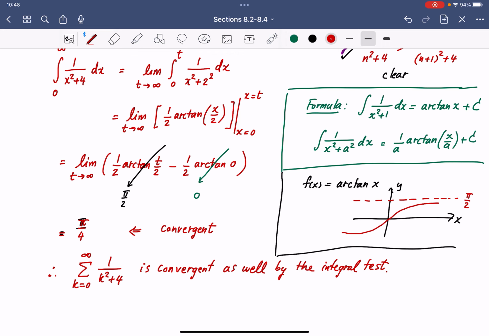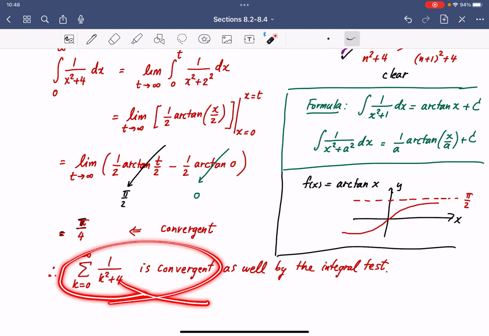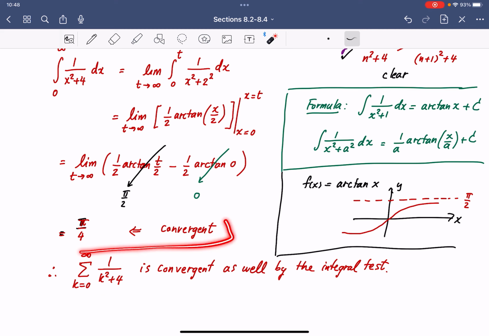Anyways, some students have a hard time understanding that you cannot make more conclusions from the integral test. Some of you are going to say, Ajahn, can we conclude that it is convergent and that the summation is going to be pi over 4? No, you cannot. You cannot make a further conclusion at all. Once you have this one convergent, the series is convergent as well, but you do not know the limit.